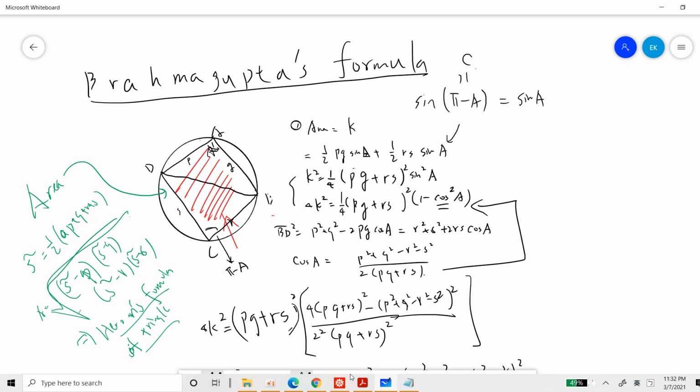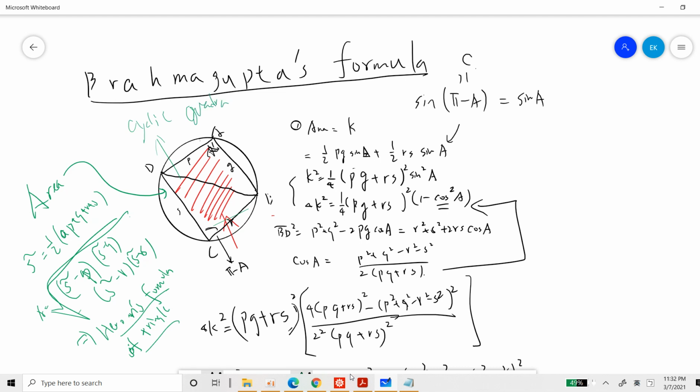Let the area be called K. By definition, this area is a half P. If I draw BD, then the area will be half PQ sine A plus half RS sine C. But sine C is sine of pi minus A, so it's sine A, because these lie on a circle. This kind of quadrilateral, which can be put in a circle, is called a cyclic quadrilateral.